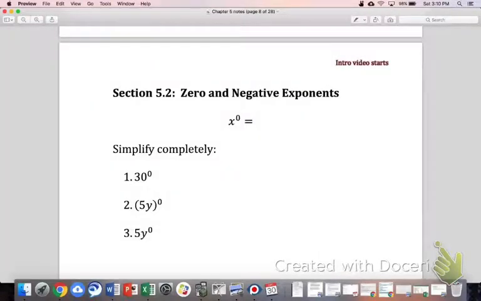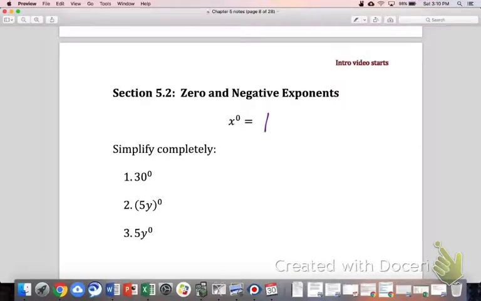This is the intro video for Algebra 1, Section 5.2, and we're going to be looking briefly at zero and negative exponents. So we're going to start off with our rule. Our rule for zero exponents is x to the zero, so that means any base, with one exception, but any base to the zero is going to end up giving you 1.